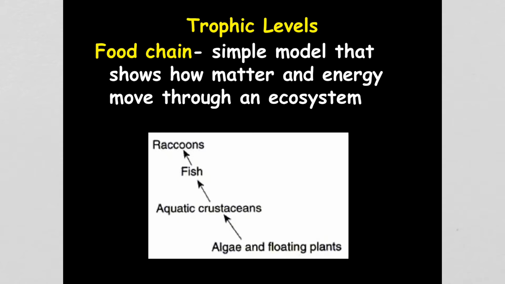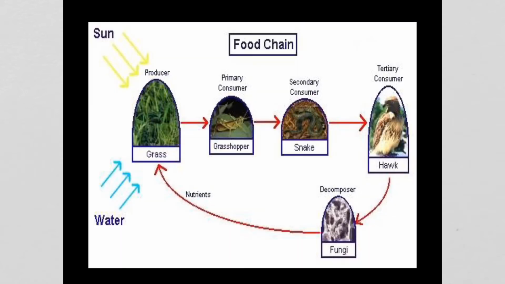And if you take what we just talked about with the pyramid, in this case, if you were to draw your hypothetical pyramid, it would look like this. With your algae and floating plants, those are your producers. And then your aquatic crustaceans would represent your primary consumers, your fish, your secondary consumers, and your raccoons, your tertiary consumers. So that's just taking that idea of trophic levels and applying it back to what we understand to be a food chain. Here's an example of another food chain.